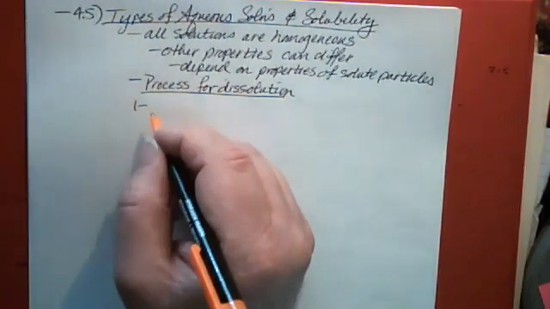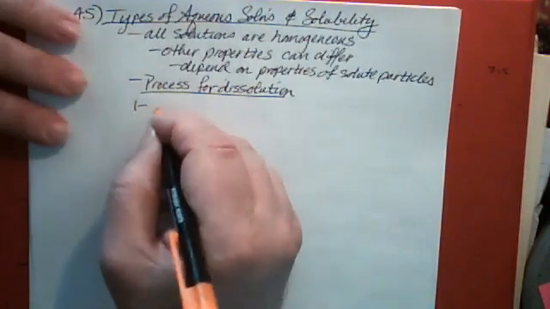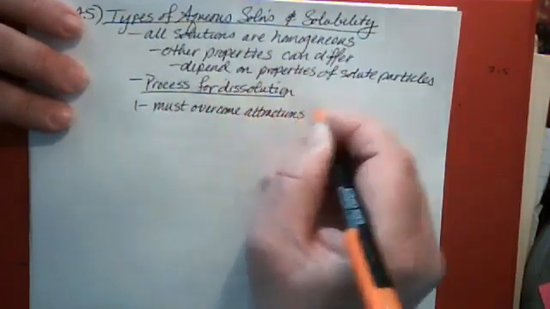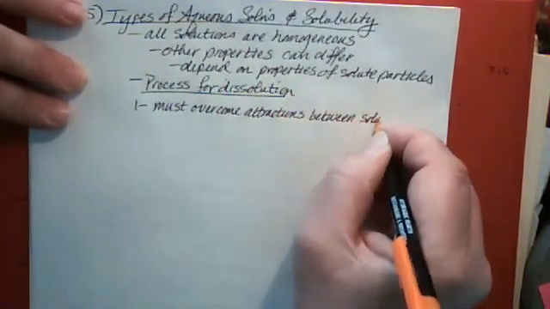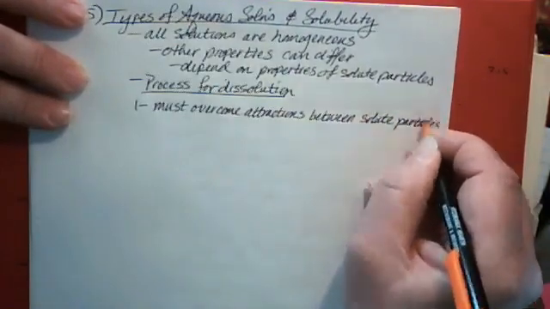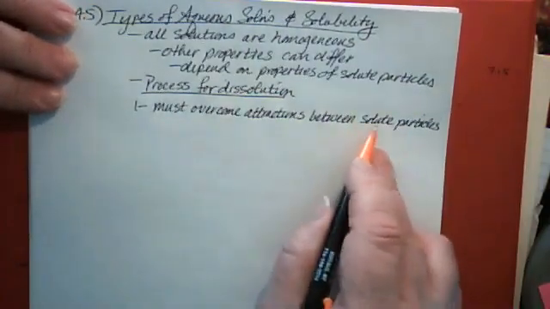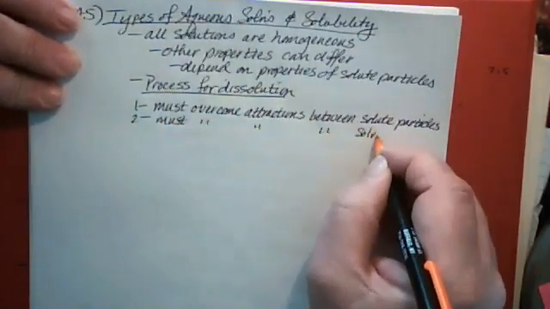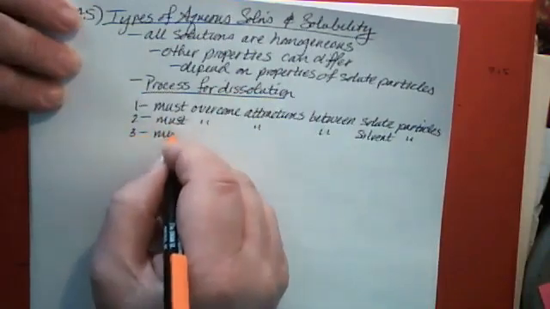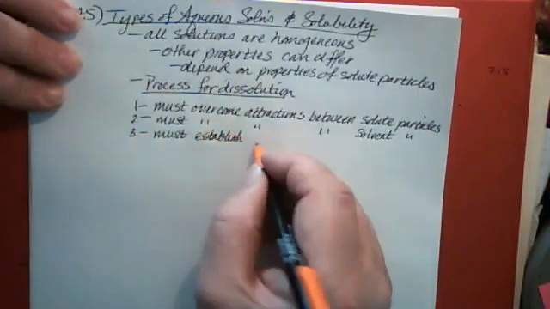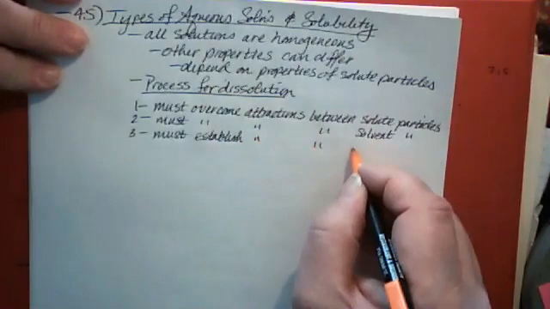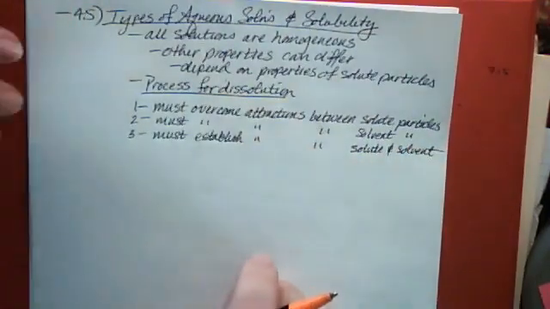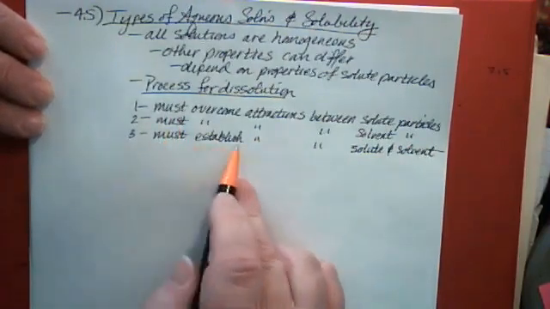So step one, although, like I said, these don't necessarily occur in this order, they occur more or less simultaneously. Number one is you have to overcome the attraction between solute particles. Number two, you have to overcome the attractions between solvent particles. And then third, you have to establish attractions between solute and solvent. Okay. Very often, the last step is the hang-up.